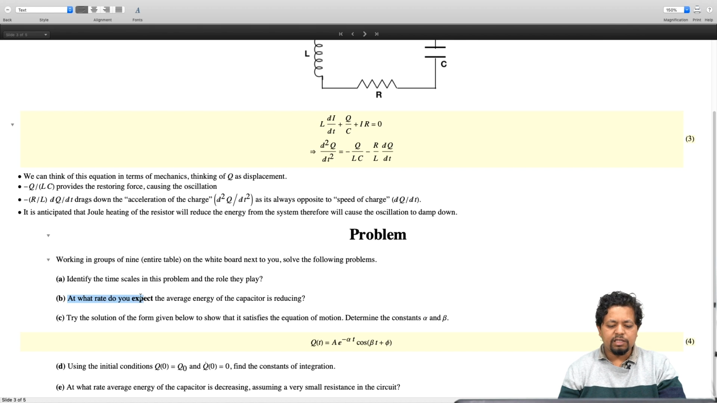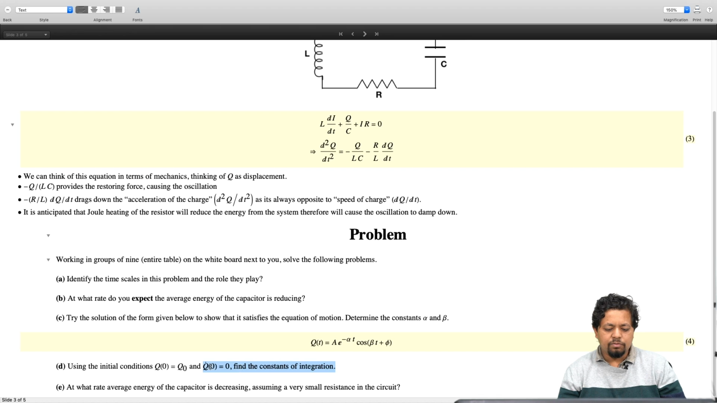Then we have to calculate at what rate we expect the average energy in the capacitor to reduce. The third part of the problem is to try the solution of the form given below. This is the solution that is given, and we have to try out whether this is an acceptable solution for this differential equation. Often enough, a good way of solving a differential equation is knowing a solution or guessing a solution, and this is what we are trying to do here. We are assuming that the solution is of this form and seeing if it satisfies the differential equation. In that process, we will fix some of the unknown constants in the problem.